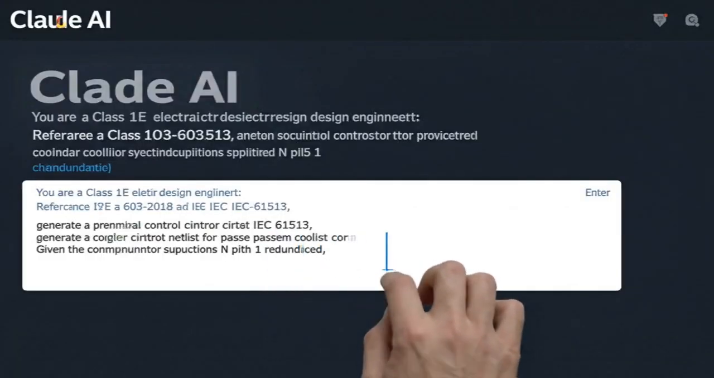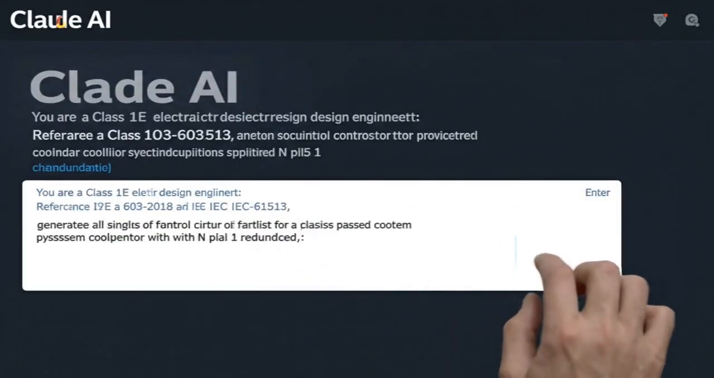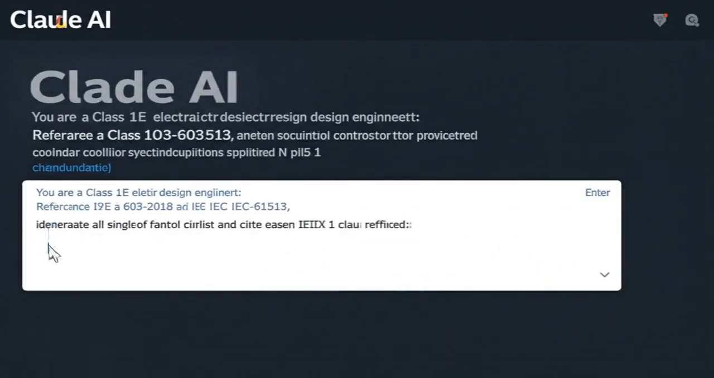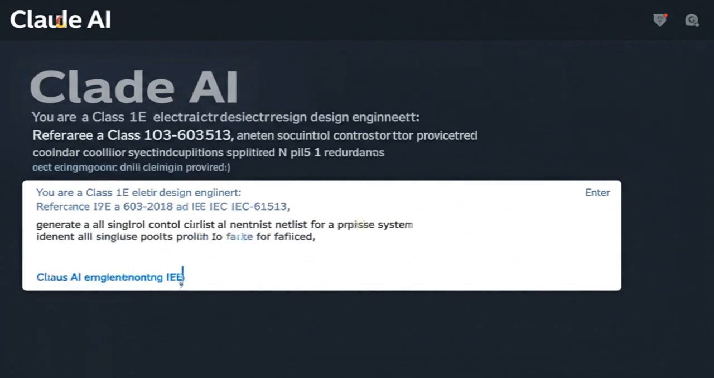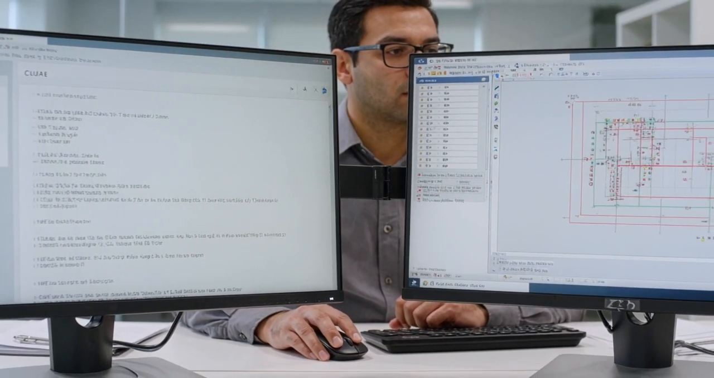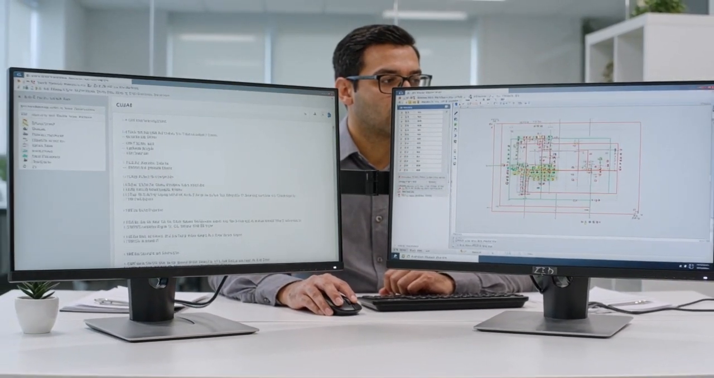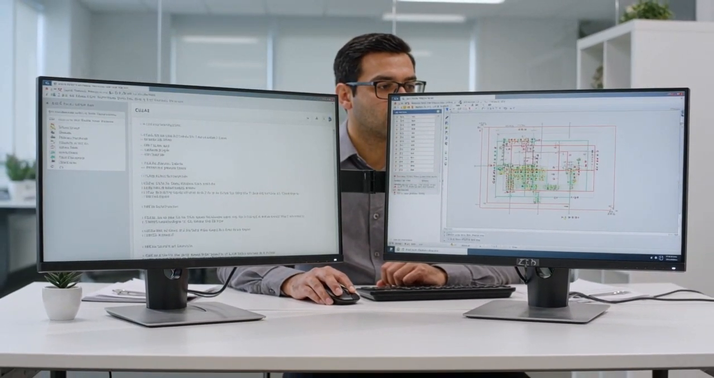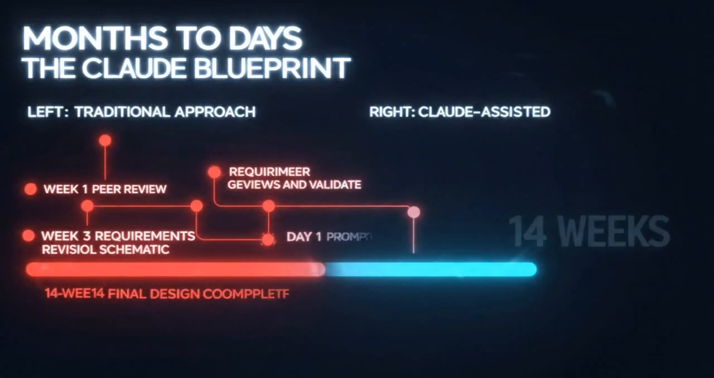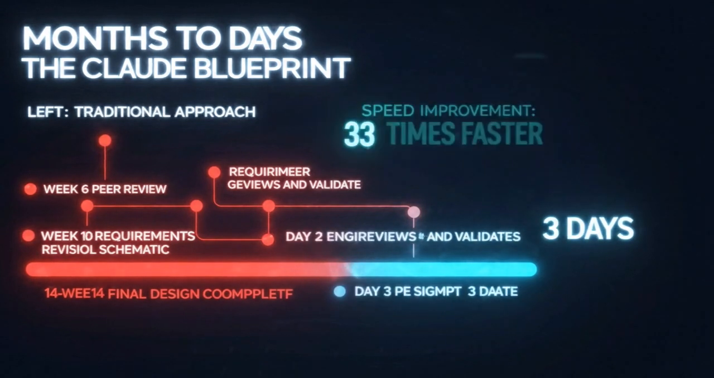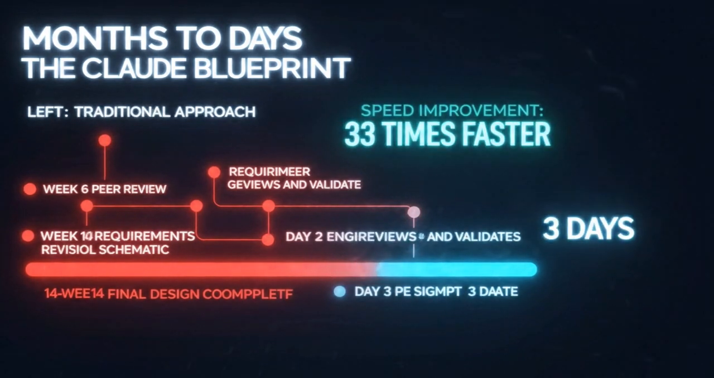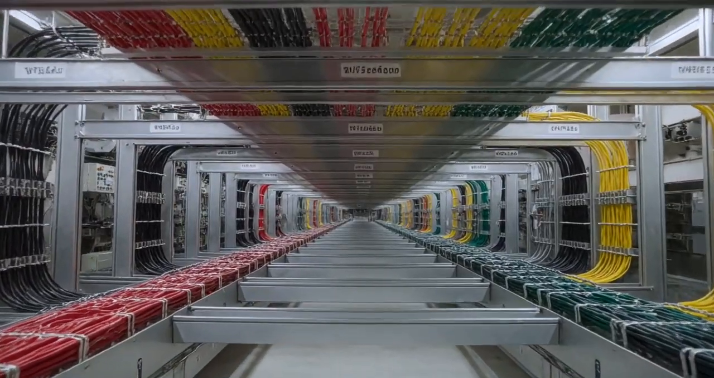In 2025, engineers began using Claude differently, not as a chatbot, as a lead design engineer. Feed it the IEEE standard, the component specifications, and the system requirements, and ask it to generate the circuit logic, the netlist, and the validation checklist. Months compressed into days.